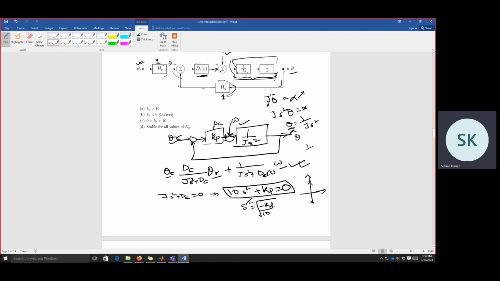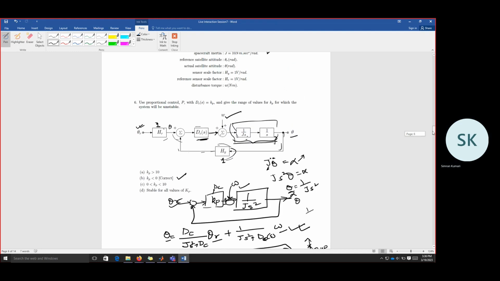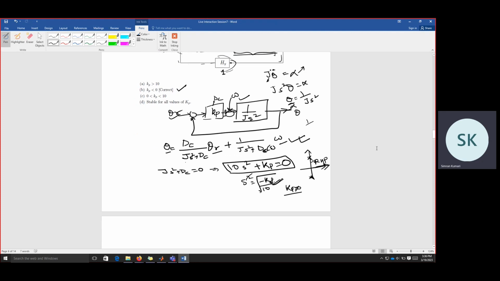So whatever be the value of Kp, obviously we are assuming that Kp is greater than 0, whatever be the value of Kp greater than 0, this is always on the imaginary axis. So it's not in the right half plane. Therefore, for Kp less than 0, this will be unstable, because for Kp less than 0 it is in the right half plane.